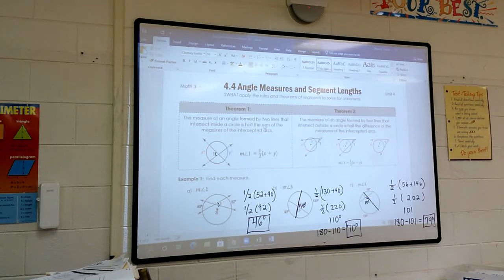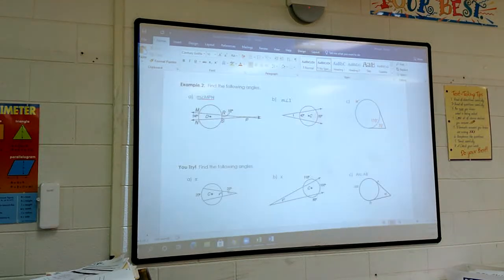So notice what we were doing was adding them together, right? And then multiplying by 1/2 or dividing by 2, however you want to think about it. Now what we're getting ready to do in this second example is when the angle is outside of the circle. So in example 2, it says find the following angles.